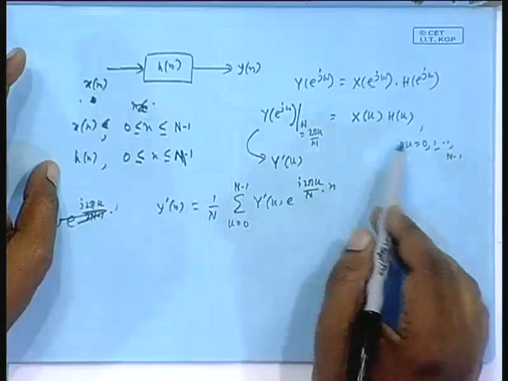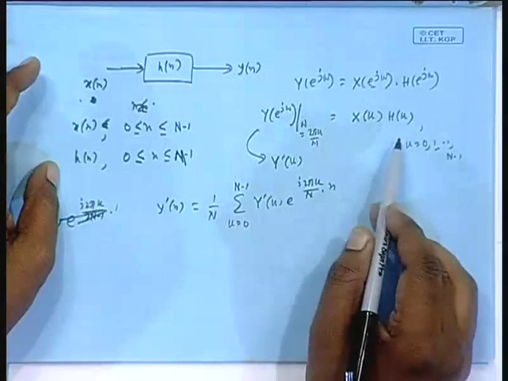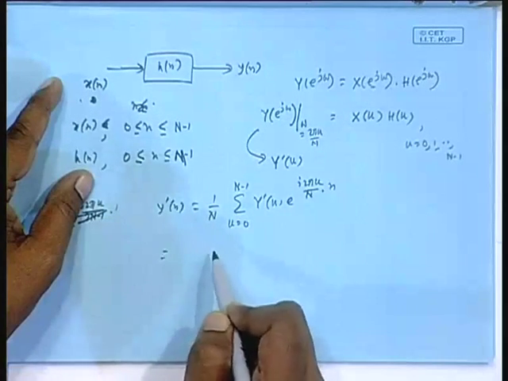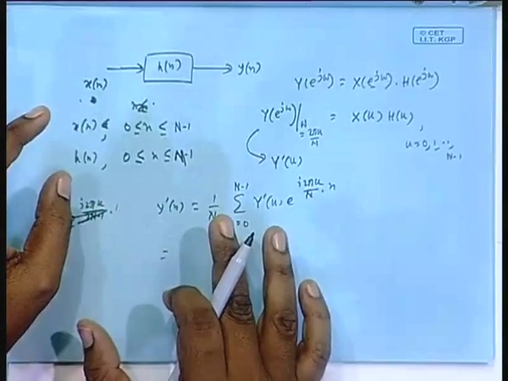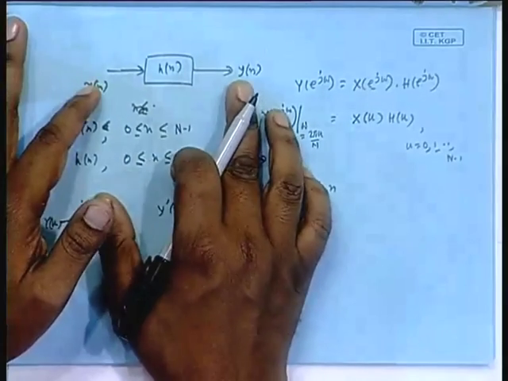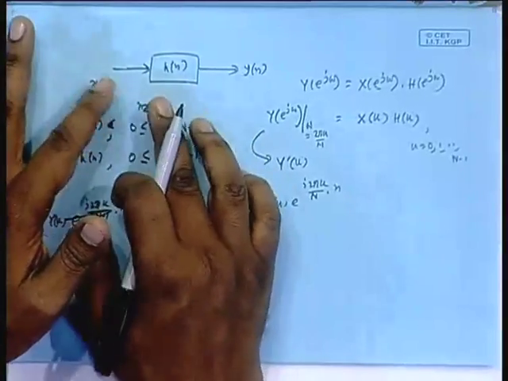And now y prime k you replace by this X[k] H[k], because I want to finally relate everything in the time domain, isn't it? How it is related to the actual linear convolution. Linear convolution is in the time domain.